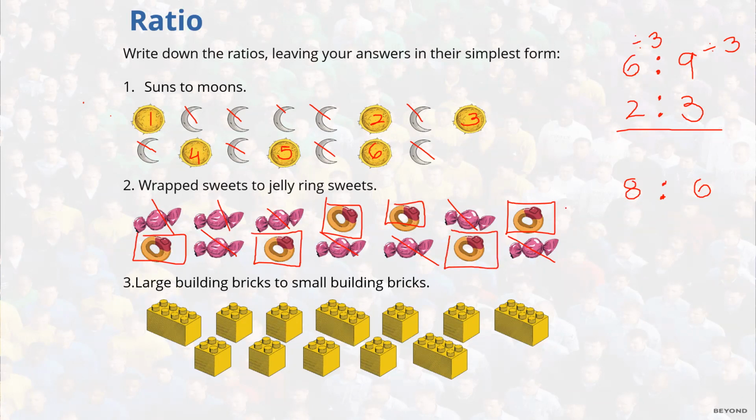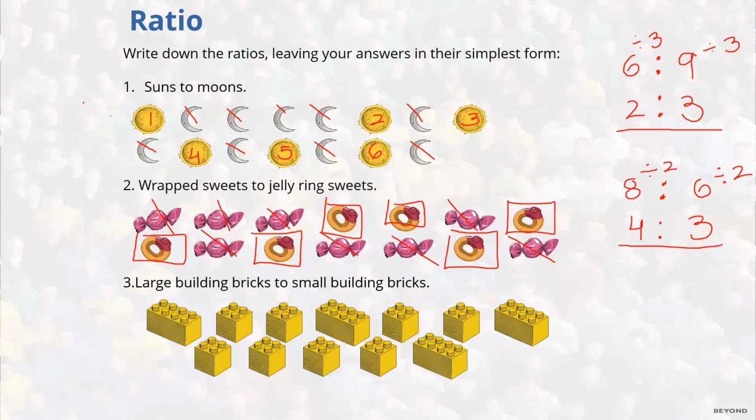Okay, so we're going to divide 8 and 6 by what? 2. Very good. Divide 8 and 6 by 2, because 2 goes into both 8 and 6. And what are we going to get? 8 divided by 2 is what? 4. Very good. And 6 divided by 2 is what? 3. Are we done?